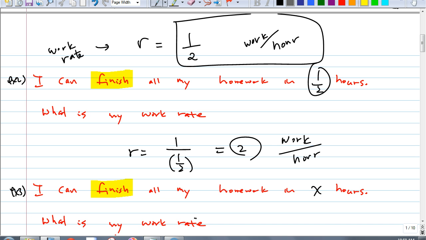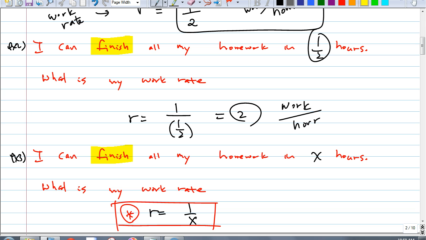Yes, Kobe? And X hours was like 1 over X. 1 over X. So what's your pattern? What is the pattern that you see? Anybody?